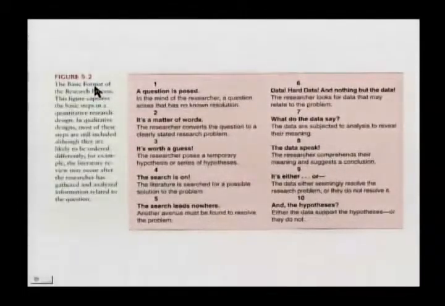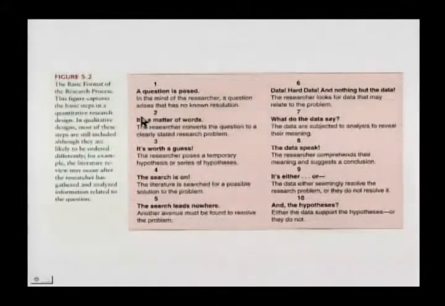In this figure, we are considering the basic format of the research process. Continuing with that, it captures the basic steps in a quantitative research design. In qualitative designs, most of these steps are still included, although they are likely to be ordered differently. For example, the literature review may occur after the researcher has gathered and analyzed information related to the question. So at number 1, the question is posed. In the mind of the researcher, a question arises that has no known resolution.